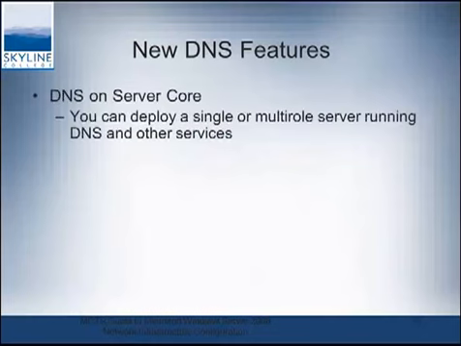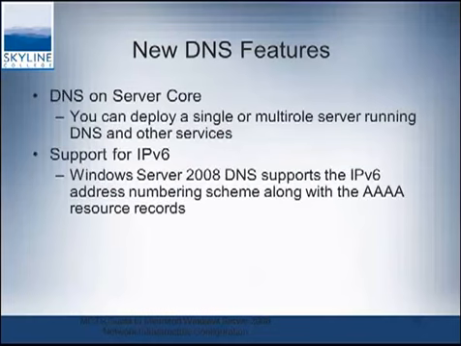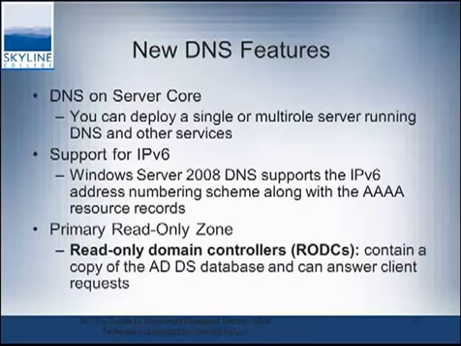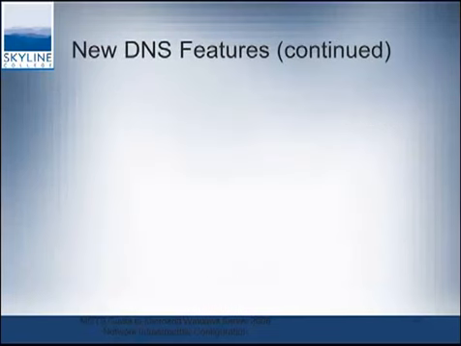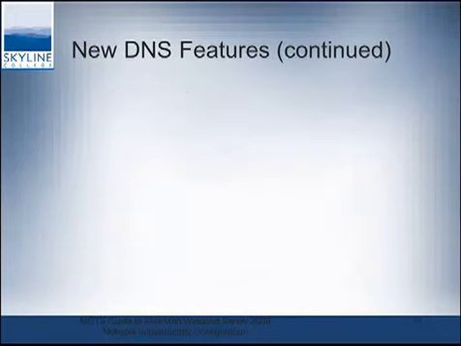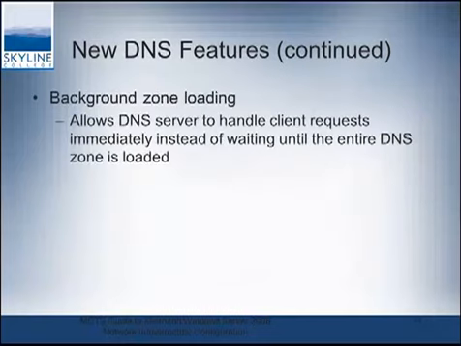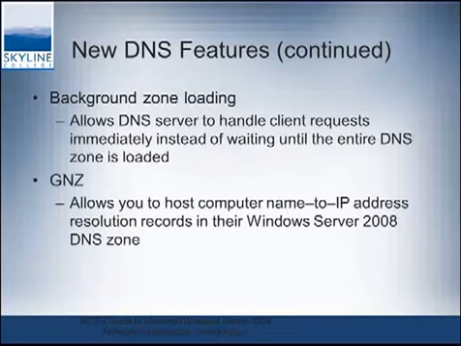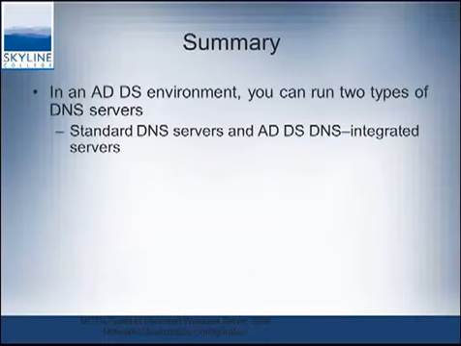The new features: you can put DNS on the core server. Support for IPv6. Primary read-only zone for RODCs, read-only domain controllers. When they have you convert to a read-only domain controller, be sure you use the script that they give you, because that's the only way it's going to work. Link local, DNS client changes, background zone loading. This just makes it a little more efficient. The GNZ allows you to create a zone for the WINS lookups, the NetBIOS lookups.